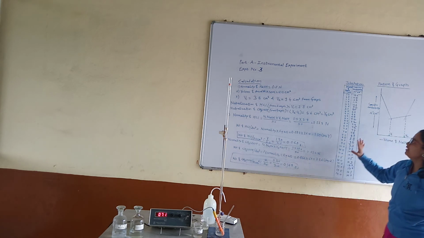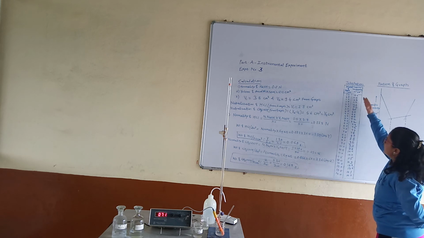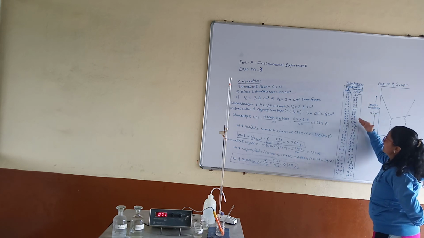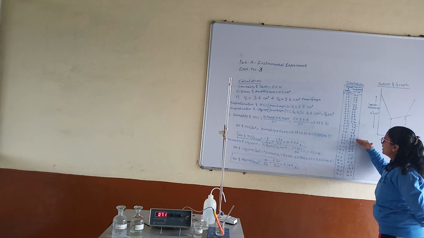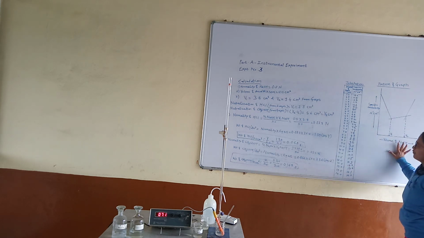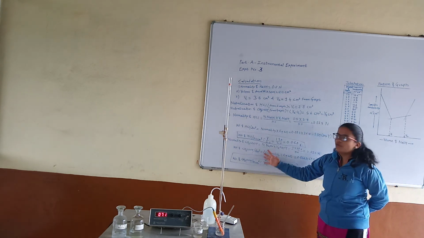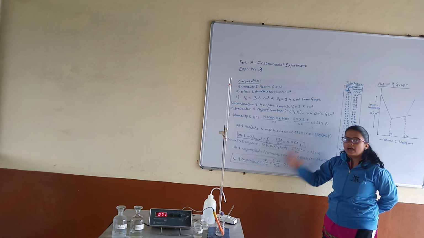So in this one, what will happen according to the observation column? It decreases, next steadily increases, and sharply increases. These are the graph and the calculation part, and these are the results for the normality of HCl and the normality of acetic acid.